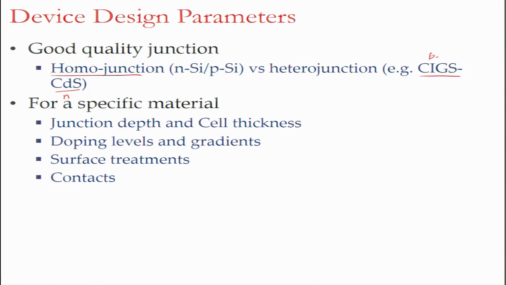And for a specific material, one needs to worry about what is the junction depth, what is the cell thickness, what is the doping level and the gradient of doping level, because doping level sometimes is not uniform. There has to be a gradient in the doping level, especially from the silicon perspective. There are some devices which require surface treatments to remove, for example, certain layers or to introduce surface. Then of course contacts, what kind of contacts you are going to choose. Remember, in this case the contacts must be ohmic. So, you cannot choose every material.